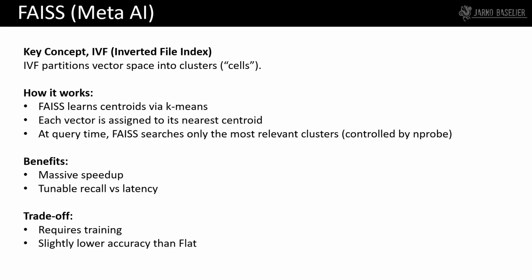IVF, inverted file index. IVF partitions vector space into clusters, and we call those clusters cells. FAISS learns centroids through k-means. Each vector is assigned to its nearest centroid, and at query time FAISS searches only the most relevant clusters, controlled by nprobe. The benefit of this is a massive speedup and a tunable recall versus latency.